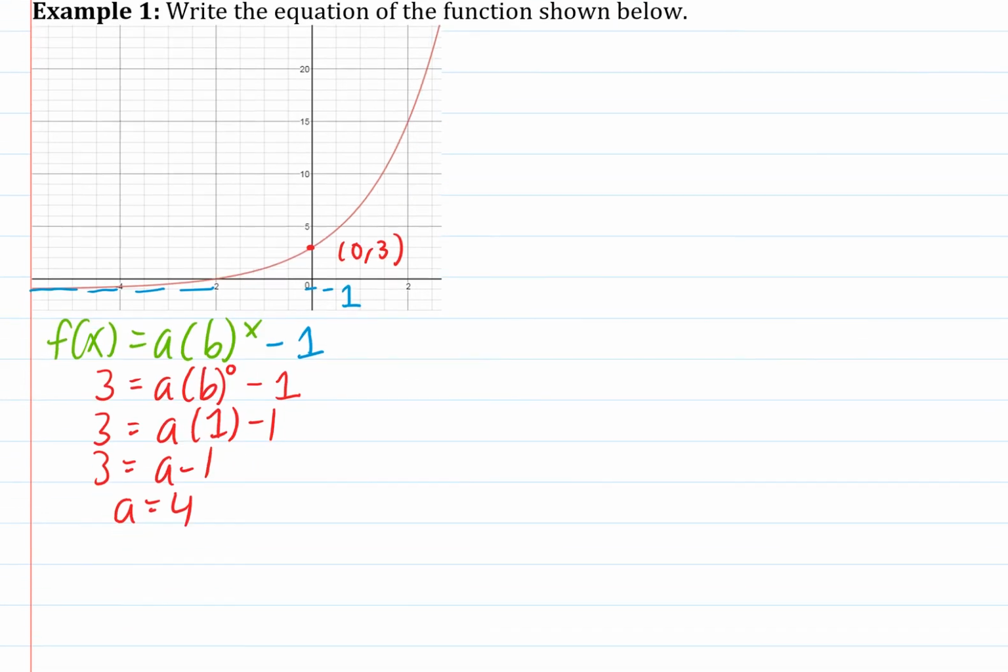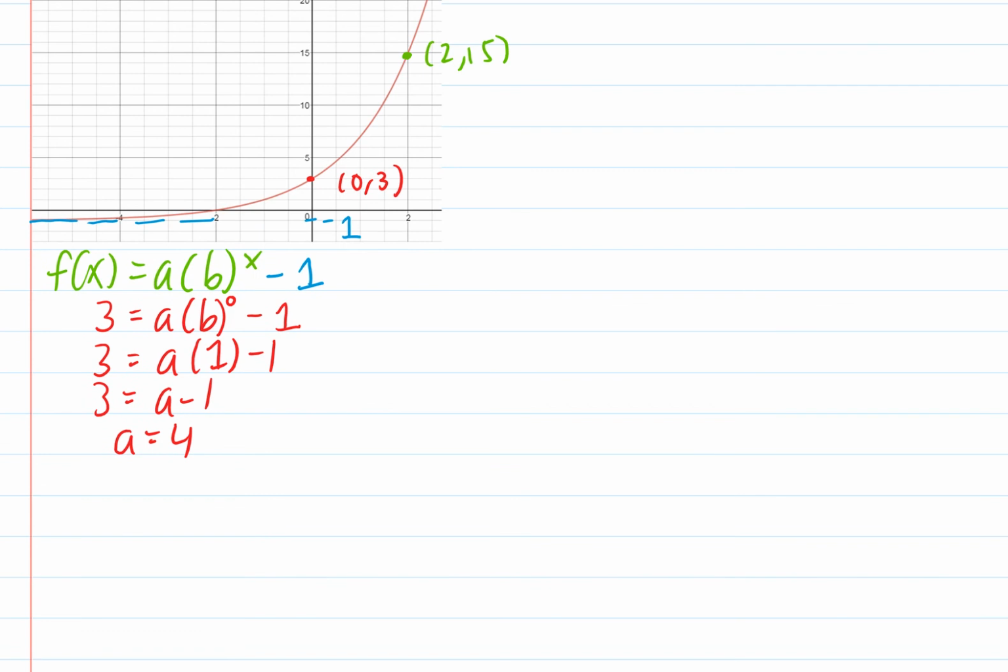Nice. Now I can substitute any other point I wish. I'm going to hunt for an easy point to find. It looks like (2, 15) works nicely. I'm going to substitute (2, 15) back into our revised template of an exponential function. And I've figured out a, so I'm going to substitute that in. So now I've got, let's add the 1, 16 is 4 times b to the x. Divide both sides by 4.